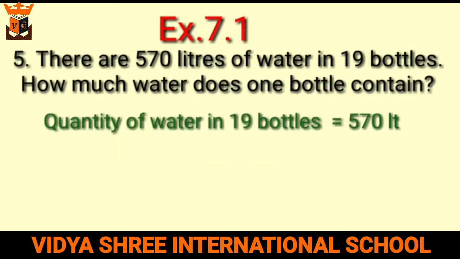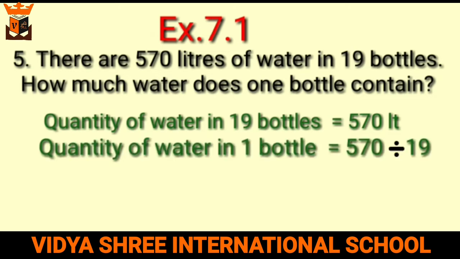According to the question, the quantity of water in 19 bottles is given as 570 liters. So the quantity of water in one bottle will be equal to 570 divided by 19, which is equal to 30 liters.